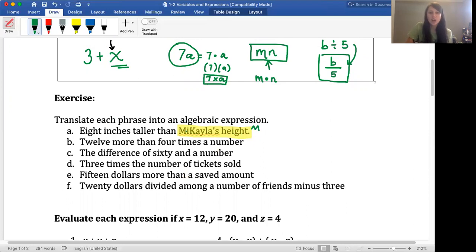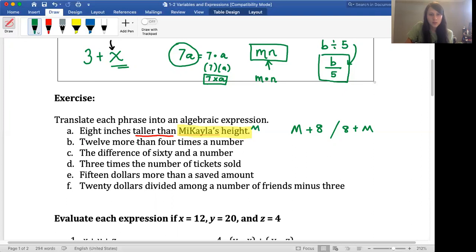So 8 inches taller than, and remember, we talked about the key math words that help us know what operation to use, taller than here. So I think that's addition, right? And remember, when we have the word than, that's kind of a turnaround word. And so thankfully with addition, we don't have to worry too much about that. But we could say m plus 8, or 8 plus m, 8 inches taller than Michaela's height.